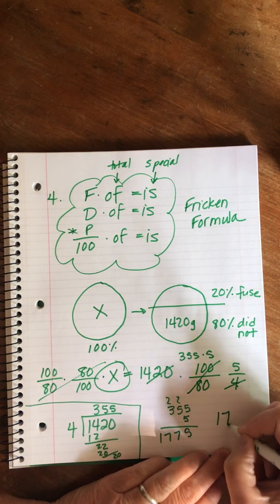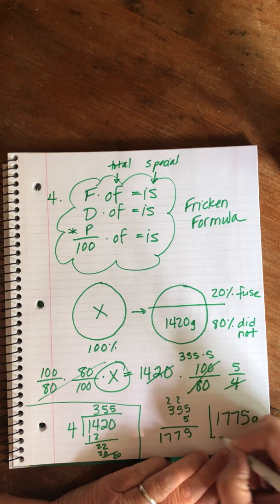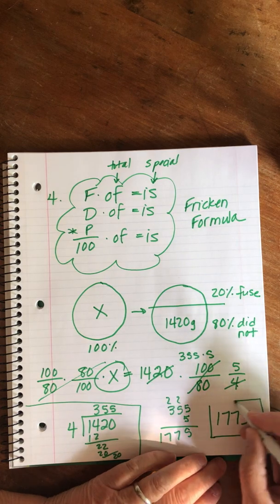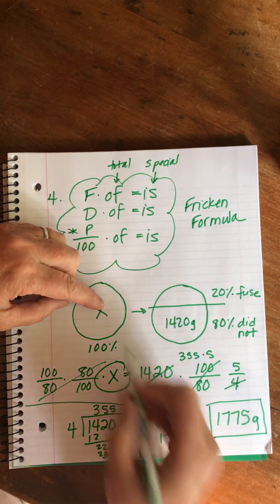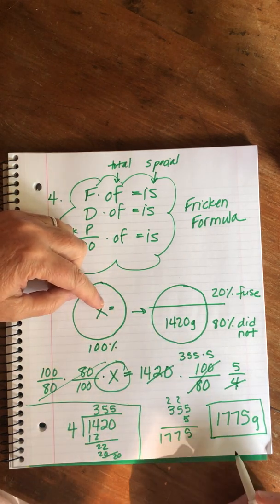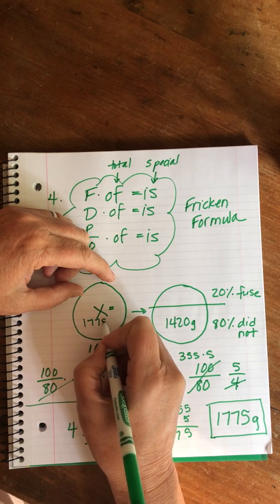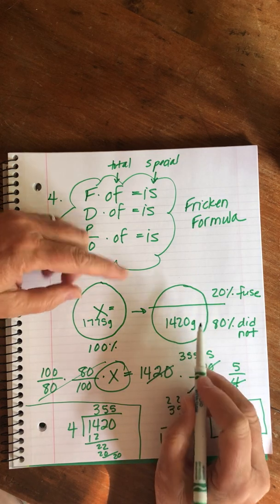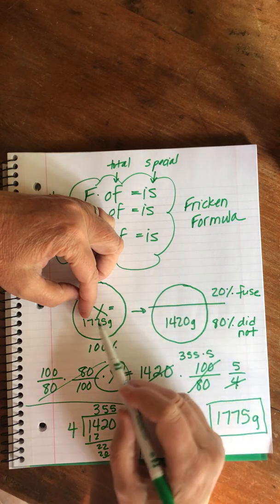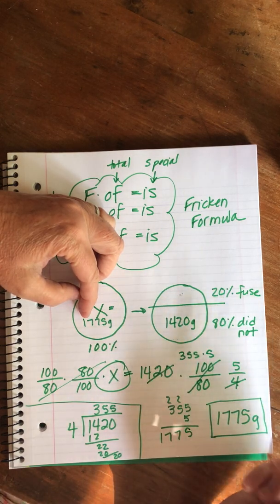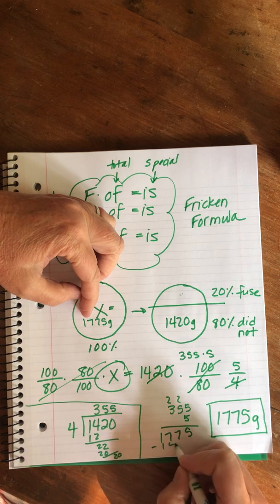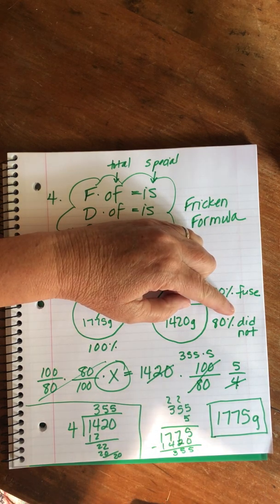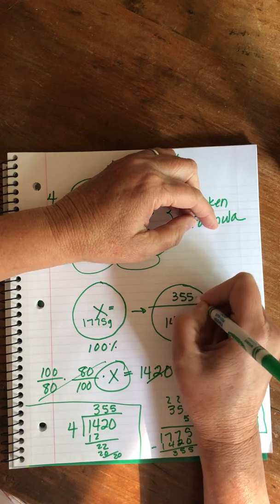So what that tells us is that the original weight of the molybdenum, or whatever it was, is 1,775 grams. If we take this number and multiply it by 0.8, we should get that number. If we take this number and multiply it by 0.2, we should get the amount here, but we can also just do straight subtraction. So I'm going to do 1775 minus the amount that did not fuse, gives us the weight of what did fuse.